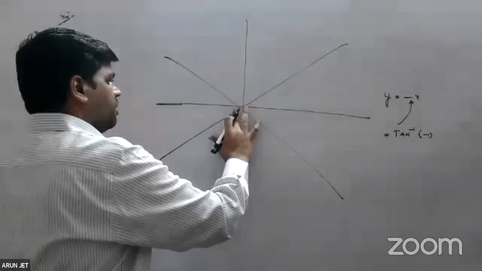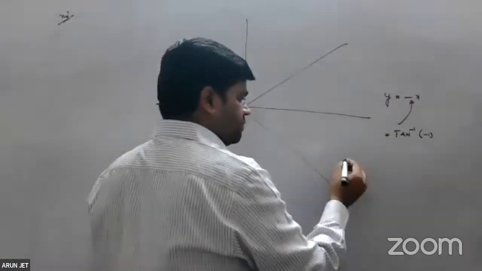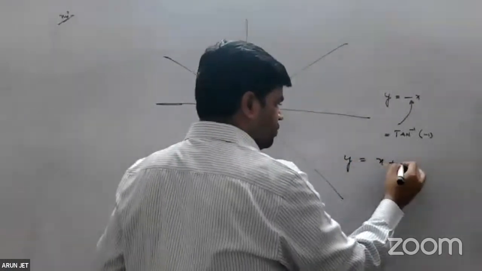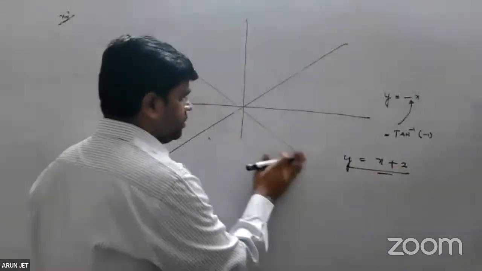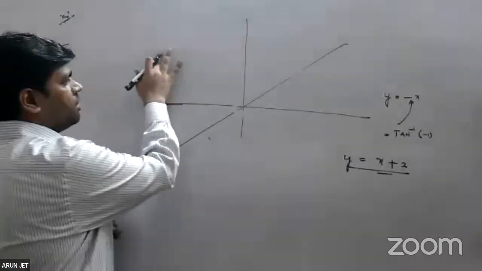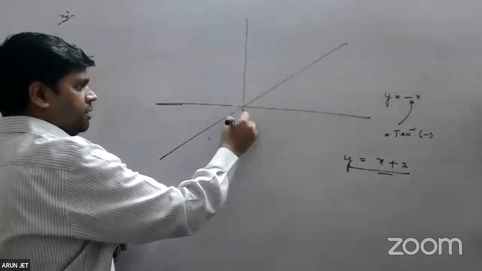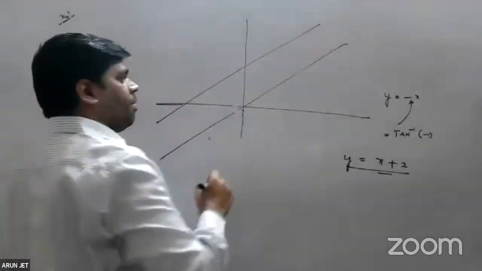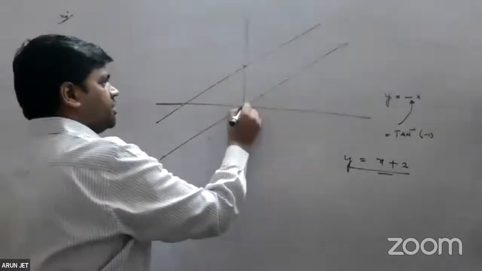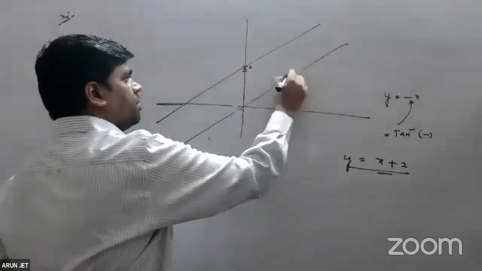So let us plot some curves quickly. Y is equal to x plus 2. How do I do it? I know this is x. X plus 2 would be pushing it 2 units upwards. This would be 2 units.